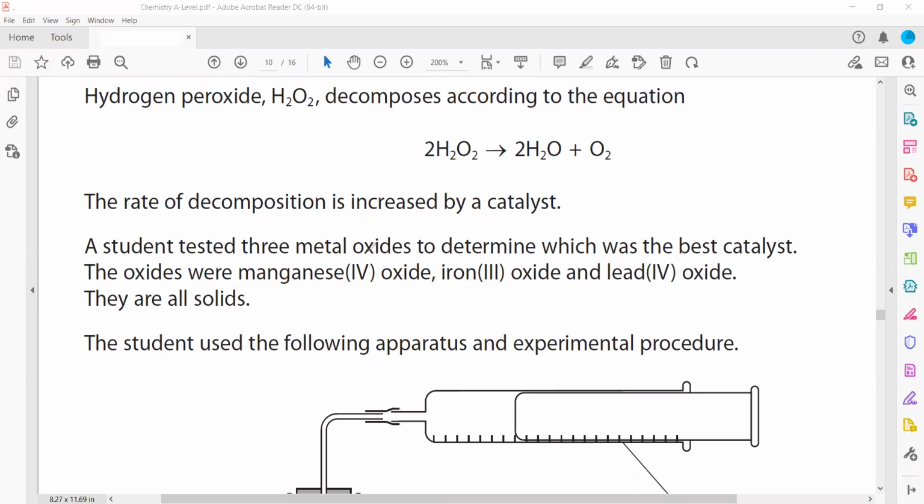A student tested three metal oxides to determine which was the best catalyst. The oxides were manganese(IV) oxide, iron(III) oxide, and lead(IV) oxide. They are all solid at room temperature. The student used the following apparatus and experimental procedure.